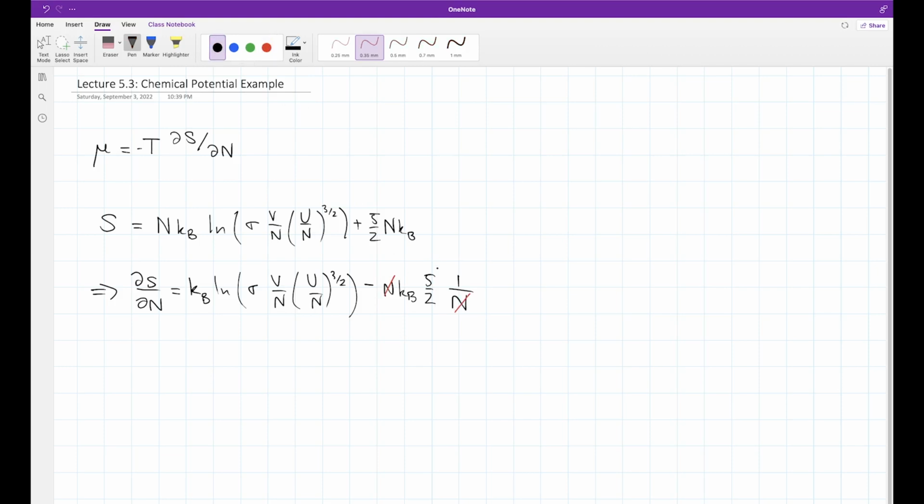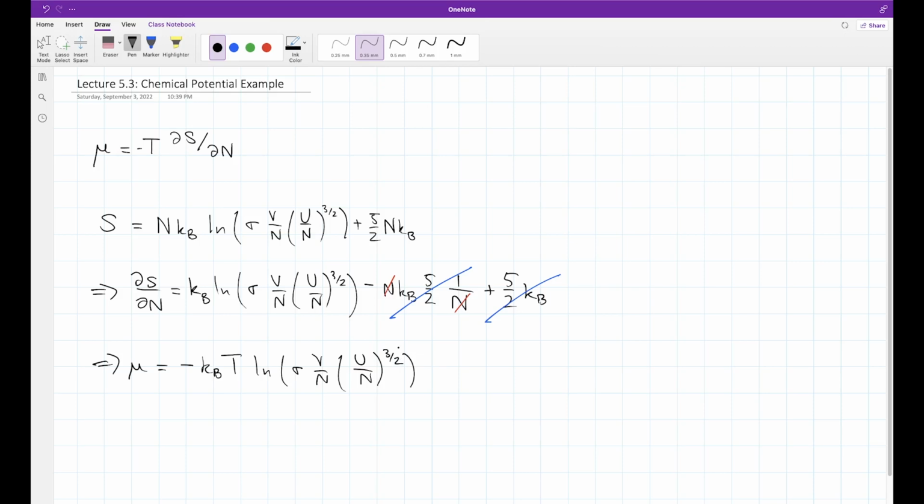Next, we take the derivative of the second term, which is just 5 halves k_B. And this gives us another cancellation, wherein this term cancels with that term. Good. All of this then implies that mu is equal to minus k_B T log of sigma V over N, U over N to the 3 halves.